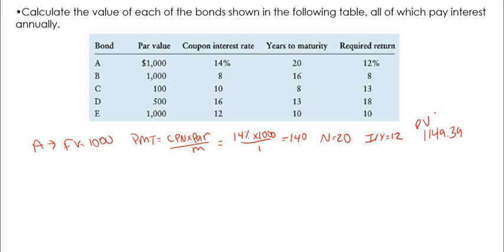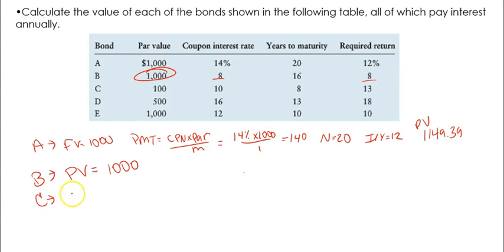Okay, let's move on to B. B is really easy because this bond has a coupon rate of 8% and the required return is 8%. No calculations needed. It's going to be trading for whatever the par value is, which is $1,000. You can double check it on the calculator if you need to.